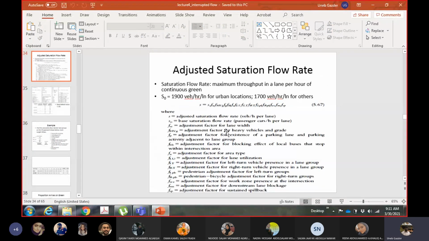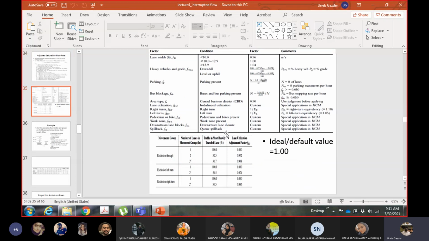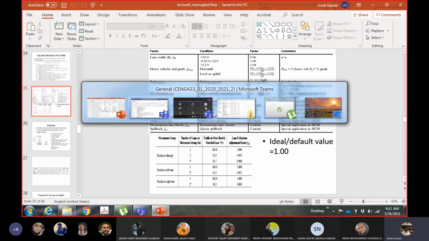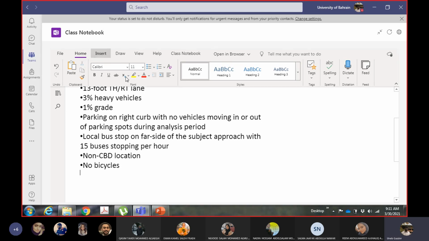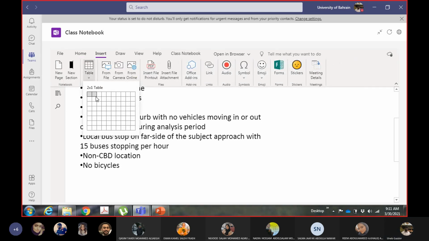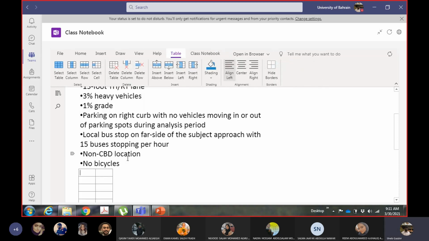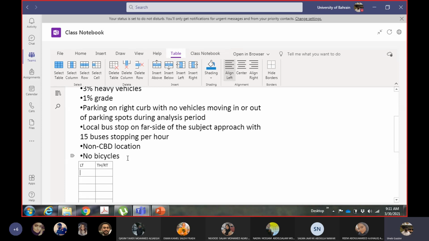Okay, so the first one is adjustment factor for lane width. Okay, lane width. Now I can make a table here. I need it for one left turning lane, and then I need to have one for through and right lane. So, adjustment factor for lane width. Let me make another column here, the factor. So I need lane width.